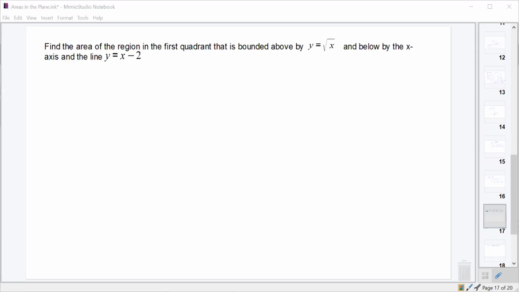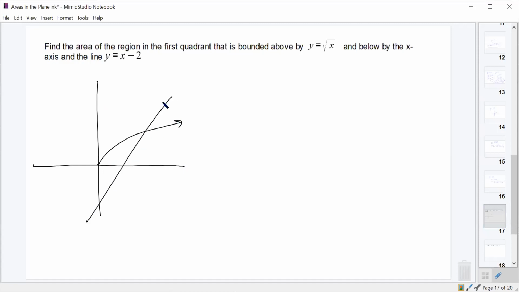This looks like a good one for us to do, right? We want to find the area of the region in the first quadrant that's bounded above by y equals square root x, and below by the x-axis and the line y equals x minus 2. Let's see: square root x, x minus 2, the region in the first quadrant. That's this region, right? True?